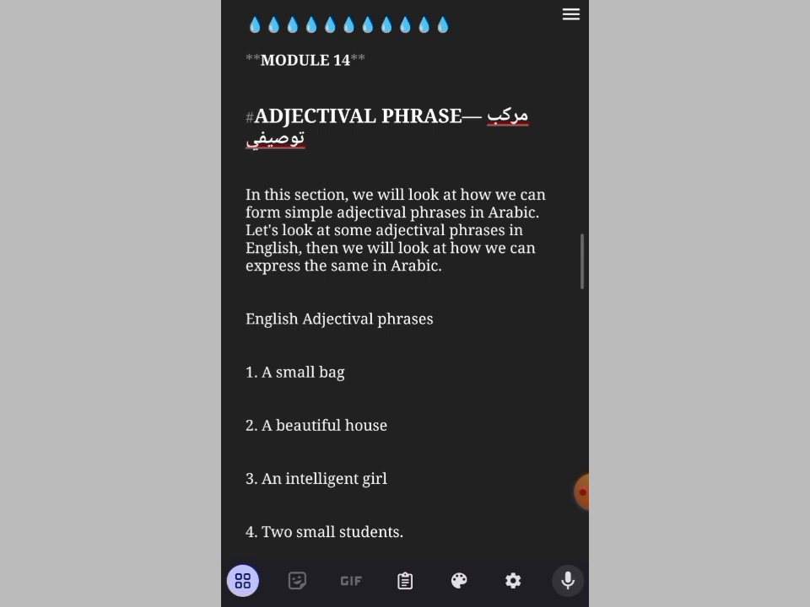This is lesson 13, module 14. In this lesson, we're going to be looking at adjectival phrases in Arabic. This is called مركب توصيفي. How do we form adjectival phrases in Arabic? This we're going to be learning.